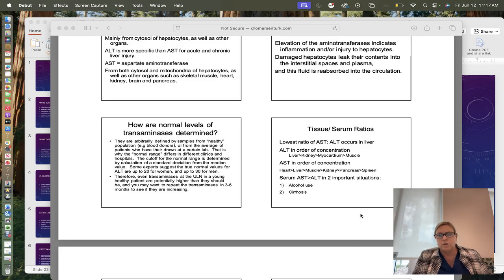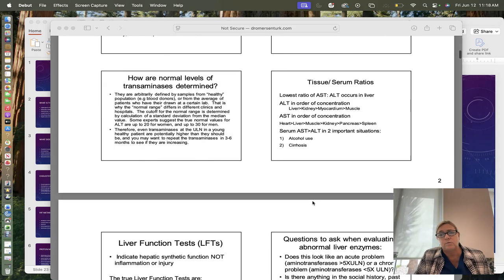The lowest ratio of AST to ALT occurs in the liver. So ALT, in order of concentration, is mostly in the liver. I love that the L's in there. Then the kidney, then the myocardium, then the muscle. AST is higher in the heart, then in the liver, then in the muscle, then in the kidney, then in the pancreas, and then in the spleen. So if you see a serum AST that's greater than ALT, there are two important situations: alcohol use most of the time, and then cirrhosis.